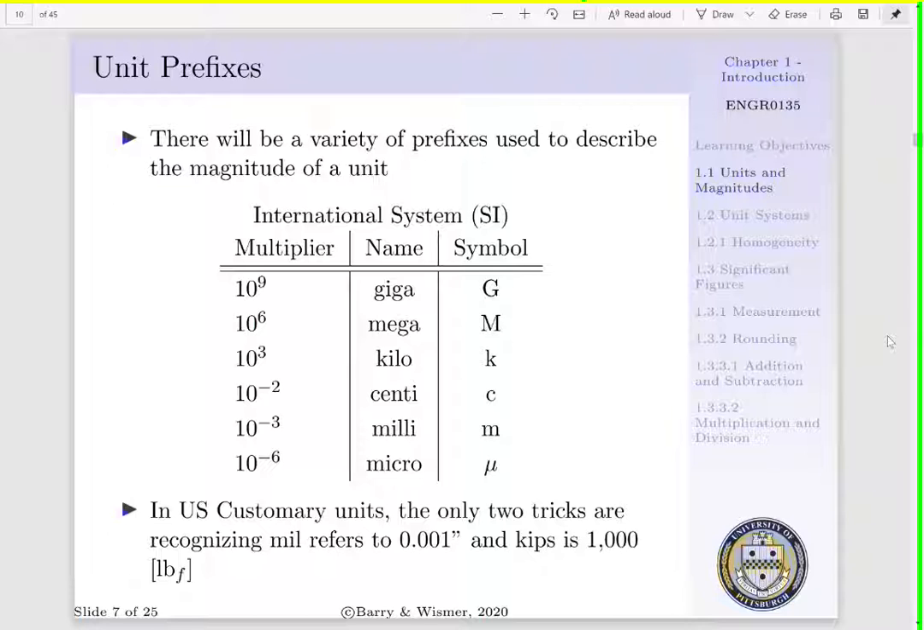Now, in the US customary unit system, there are a few tricks we have to be aware of. Anytime you see mil, that's not referring to millimeters. Rather, it's referring to a thousandth of an inch. And kips, represented by KIPS, is 1,000 pound force.